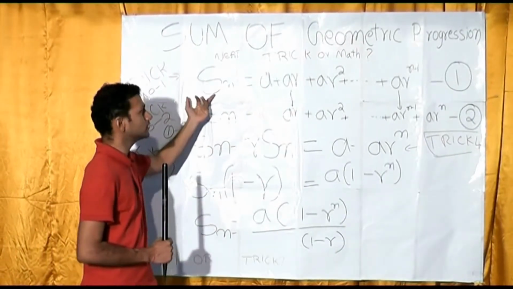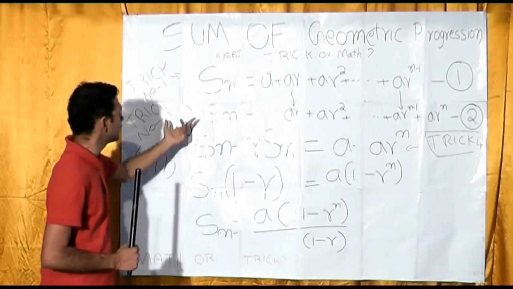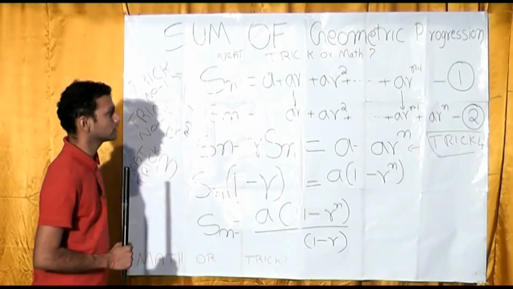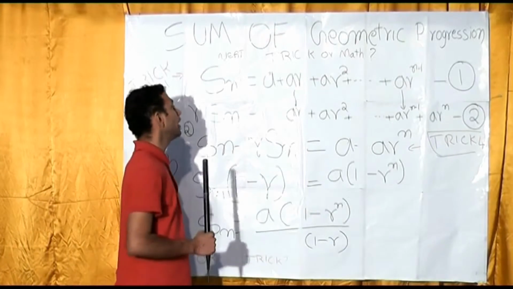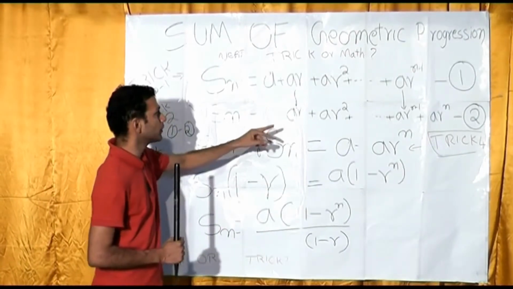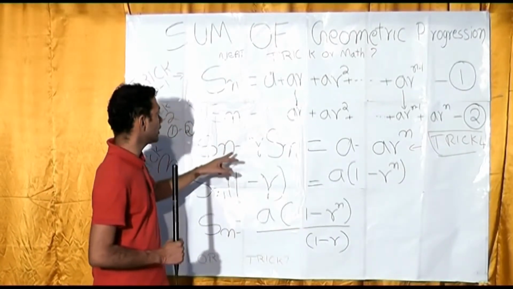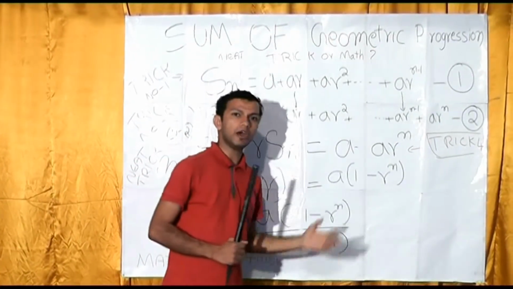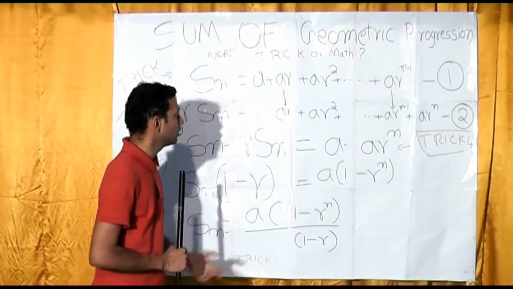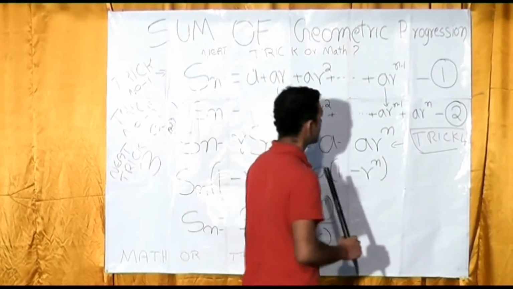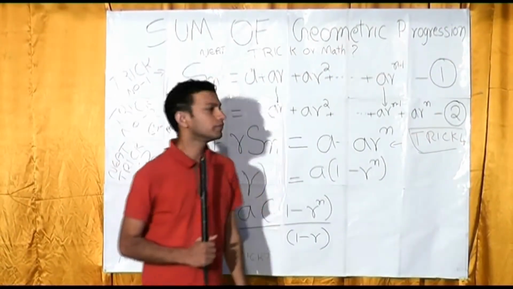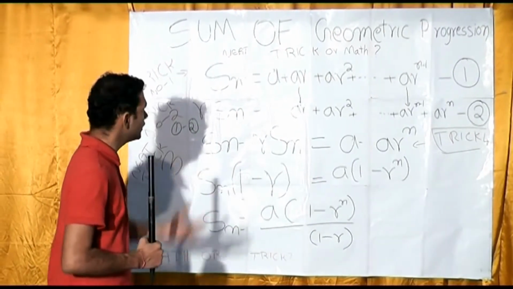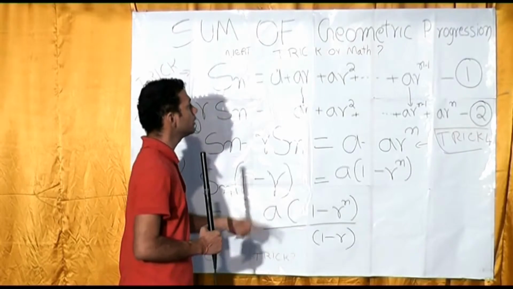Why assume Sn as the sum? Next, you have to remember to multiply this r to Sn. This is the second trick. And the third trick is that you have to do the calculation Sn minus r into Sn, that is 1 minus 2. You have to remember this calculation, and the tricks don't stop there, because you have to do the simplification calculation, and in the simplification also you need tricks.